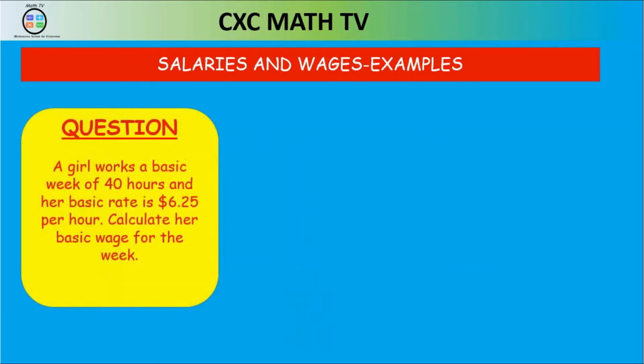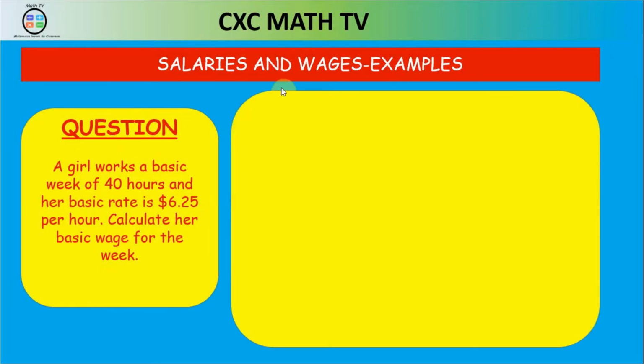Let's see it in an example. A girl works a basic week of 40 hours and her basic rate is $6.25 per hour. Calculate her basic wage for the week. No problem. So all we have to do is start by saying the basic wage is equal to the basic rate times the basic week.